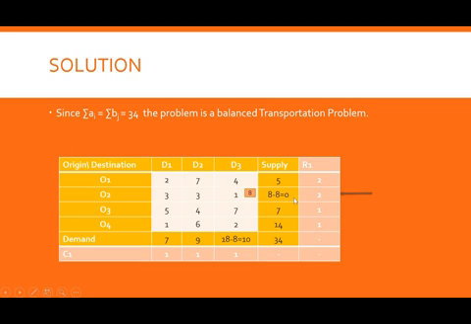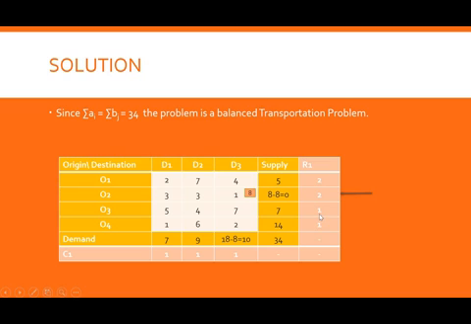3 minus 1, 2. Then here, least is 4, next least is 5, difference is 1. Least is 1, next least is 2, difference is 1. Column wise, in this column, least is 1, next least is 2, difference is 1. Least is 3, next least is 4, difference is 1. Least is 1, next least is 2, difference is 1.